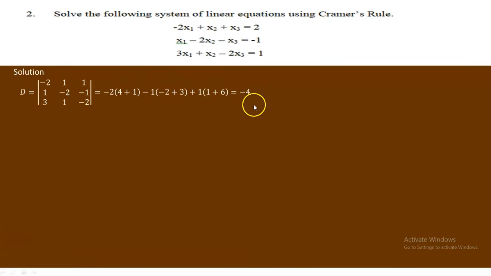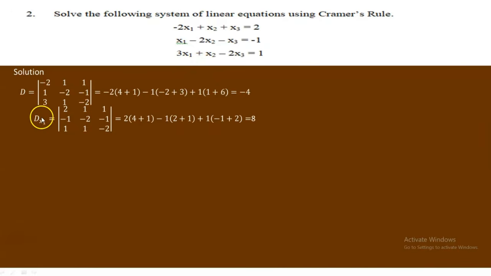Now the main determinant is different from 0. If this is different from 0, students, you must know that there is a unique solution, okay? But if this had been 0, you do have two options, either an infinite number of solutions or no solution at all. So now coming to dx1.